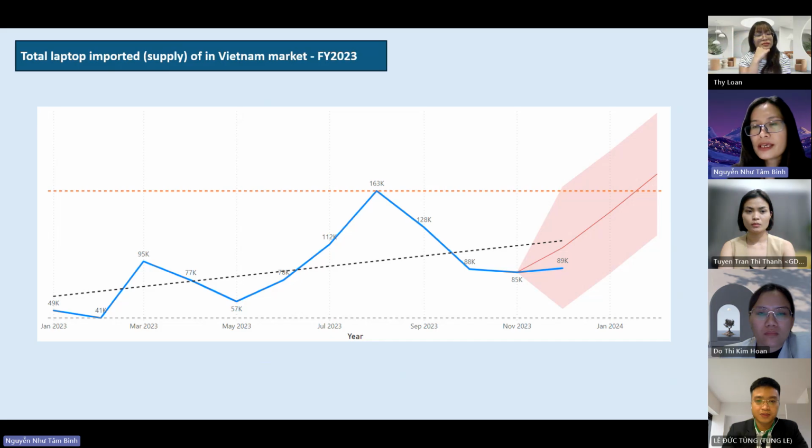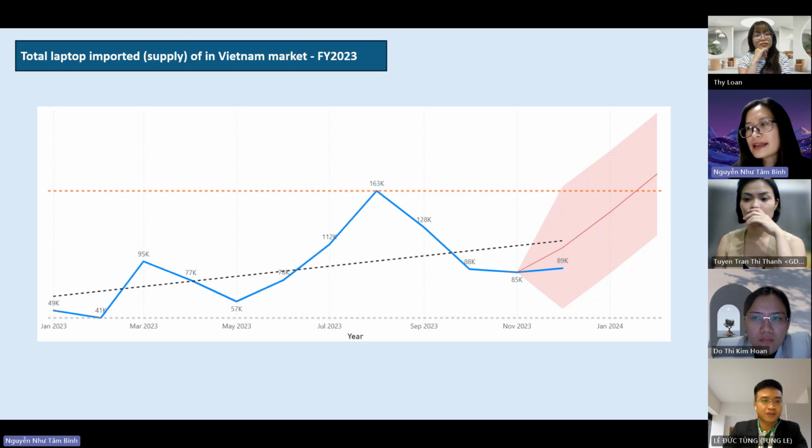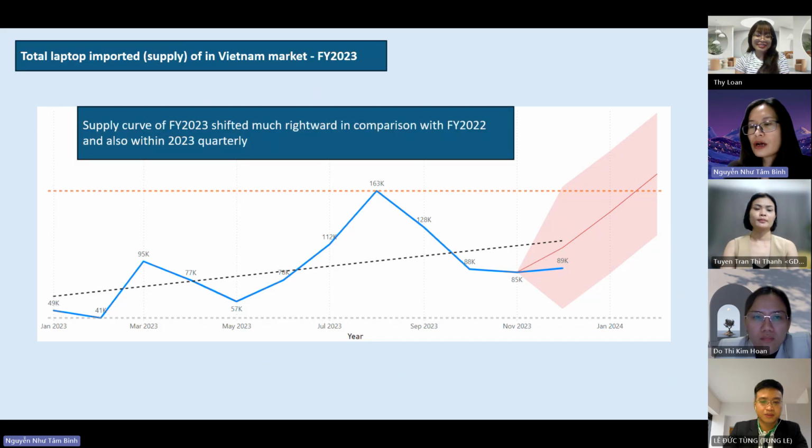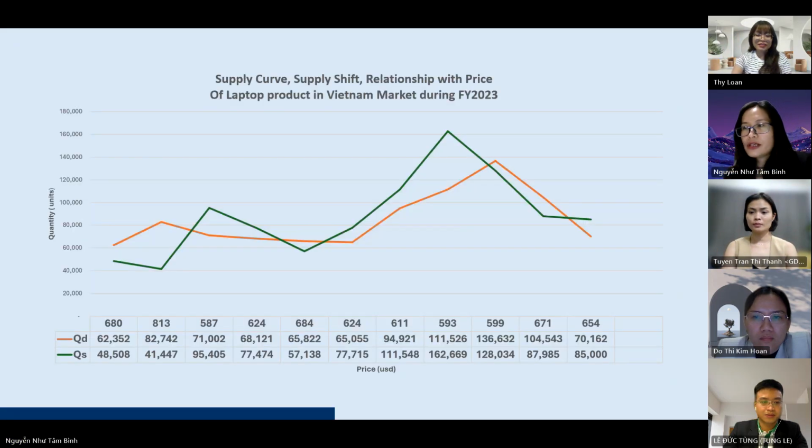Finally, we look at the supply in 2023, and as you can see, the general trend was also increasing. However, we can see that the supply was unstable because it had high peaks on both sides, up and down. It indicated that the supply curve shifted much rightward and also much leftward within the year. So if we put it together with the demand, we will see an interesting picture.